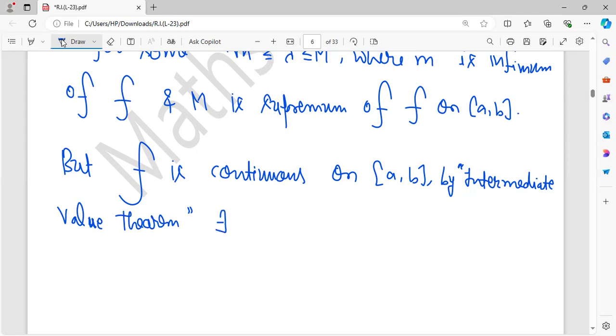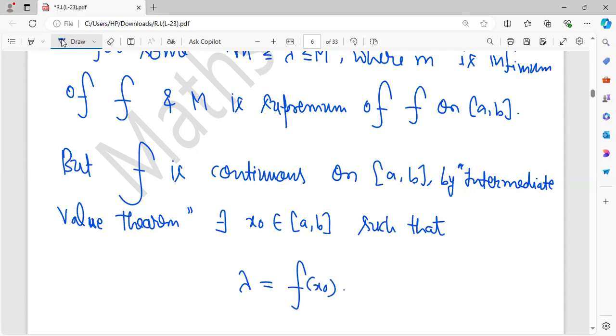There exists x0 belongs to closed interval [a, b] such that lambda is equal to f(x0). Okay.